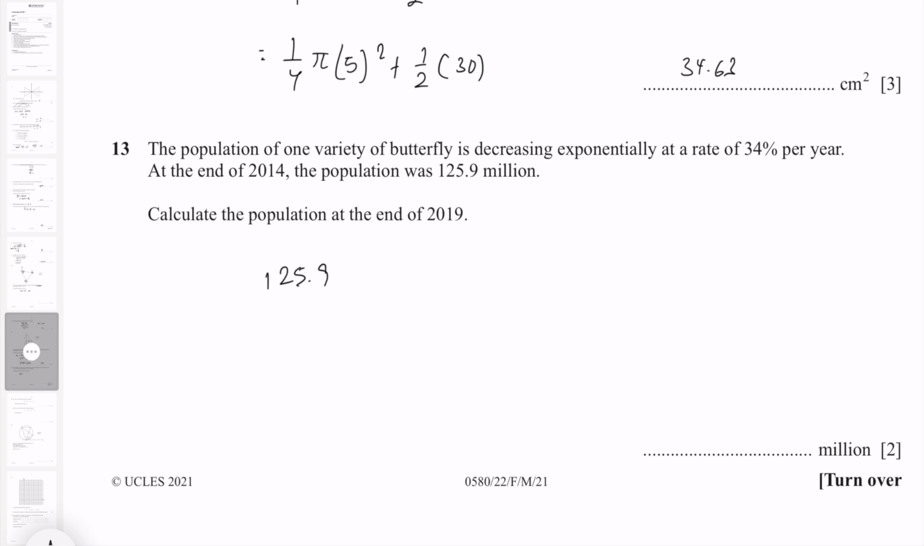125.9, this is the current population. And we'll multiply that by 1 minus 0.34, and we raise that to the power of 5. That's because that's the multiplier. So 1 minus 0.34 raised to the power of 5. 125.9 times answer is 15.78. 15.78 million. Alright, that's it.